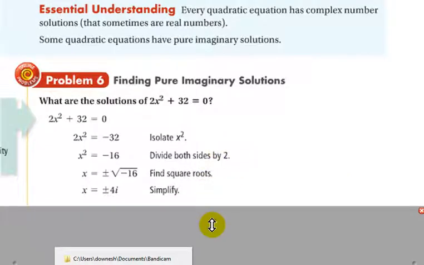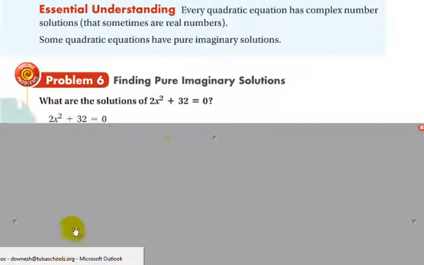So moving on with our lesson and continuing with problem 6. Our essential understanding for this problem is that sometimes you'll solve a quadratic and find that it has a complex number solution. And sometimes they're just real numbers. So far we've been working with just real numbers, right? But some quadratic equations have pure imaginary solutions. So how do we find a pure imaginary solution?